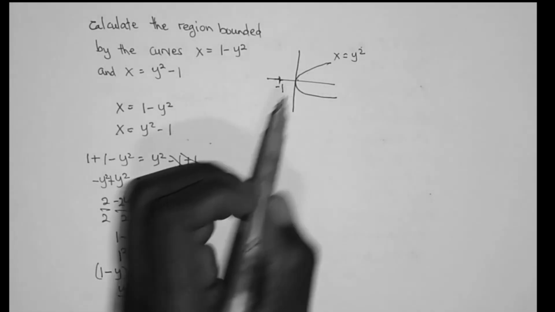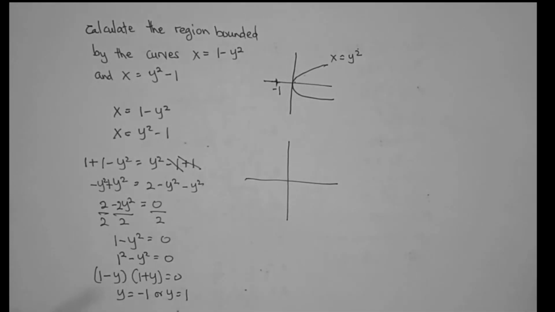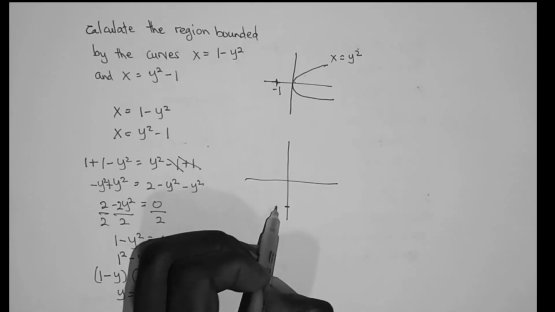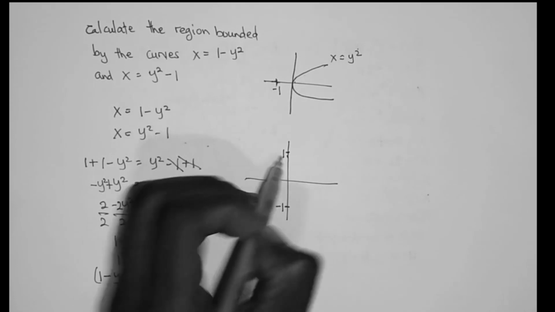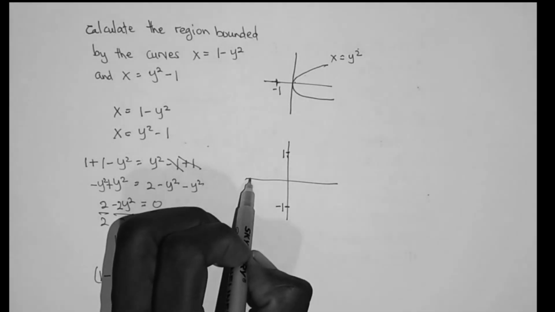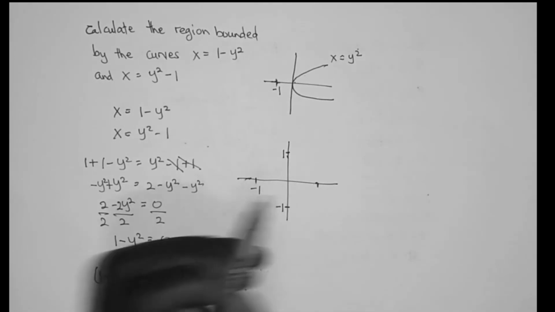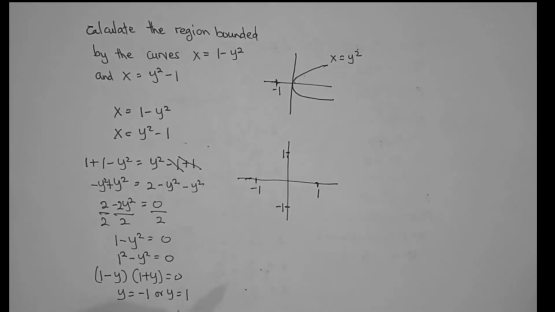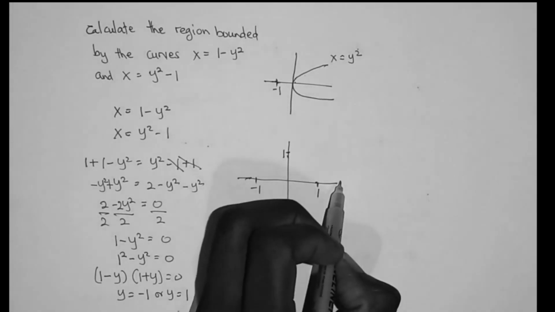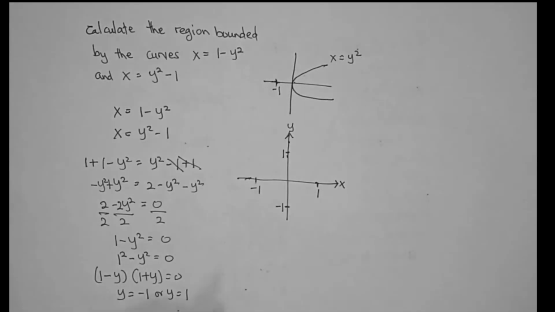So let's draw. This is the curve that we want to originally draw. Remember that our limits are from, let's assume here is minus 1, and this part is positive 1. And then this is also negative 1, and this portion too is positive 1. So this is our x-axis and this is our y-axis.